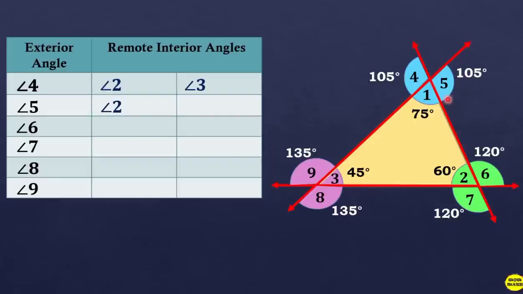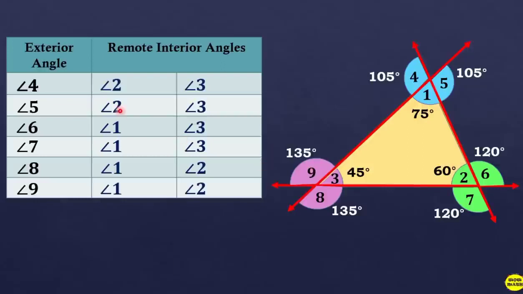We also have angle 2 and angle 3. For our angle 6, ano po ang kanyang remote interior? We have angle 1 and angle 3. Ganun din po kay angle 7. And then for angle 8, ano po ang kanyang remote interior? Yung hindi adjacent sa kanya. We have angle 1 and angle 2. Ganon din po syempre kay angle 9.